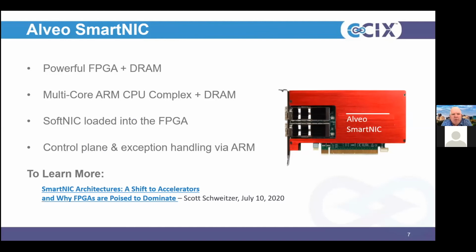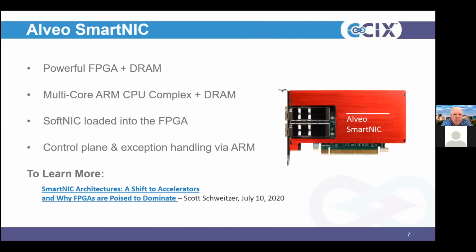But anyway, what we've done with SmartNICs is we put another powerful FPGA in front of, between the network and the PCI Express bus on the CPU, or PCI Express bus into the system. And we provide a fair amount of DRAM to the FPGA. And then on the back end, we also have a bank of ARM CPU cores with their own DRAM.